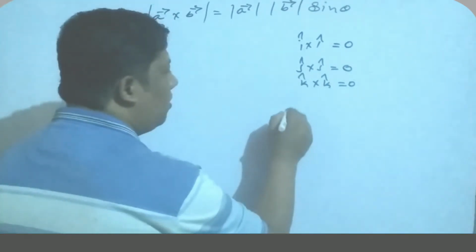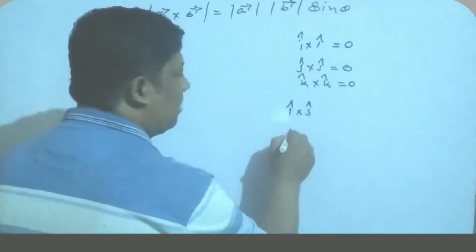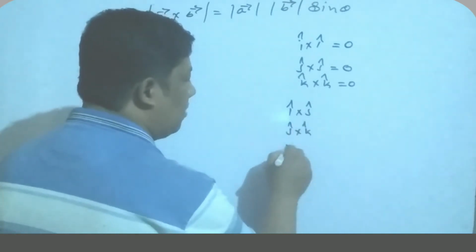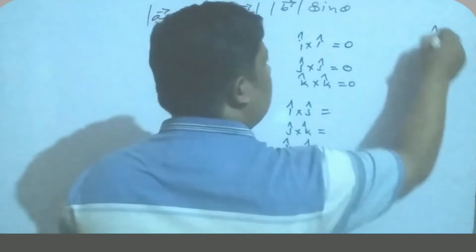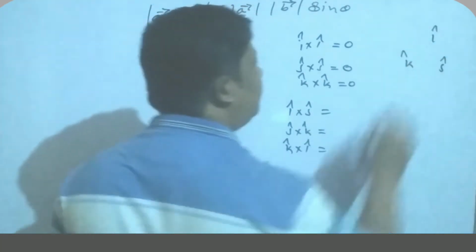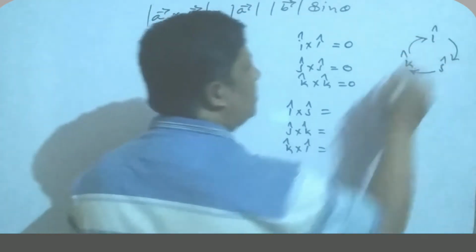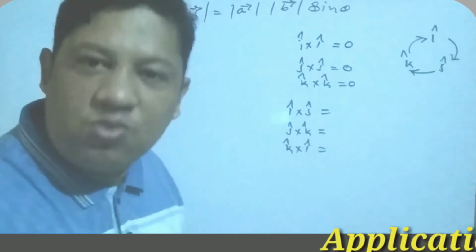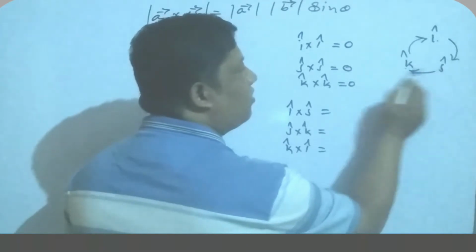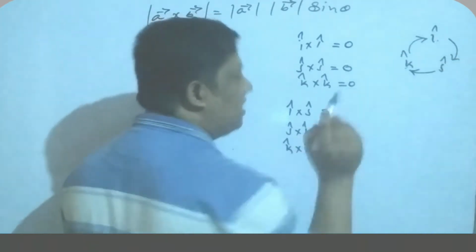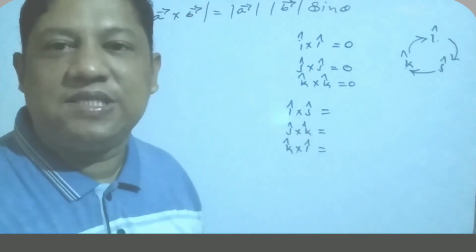But if they are not the same, I cross j, then j cross k, k cross I, you have to use the identity like this: I, j, k. You have to write in anti-clockwise direction like this. You have to move in anti-clockwise direction. If I cross j, then you have to write k. If j cross k, then you have to write I. Like this, you have to write it. Always you have to measure in the clockwise direction.